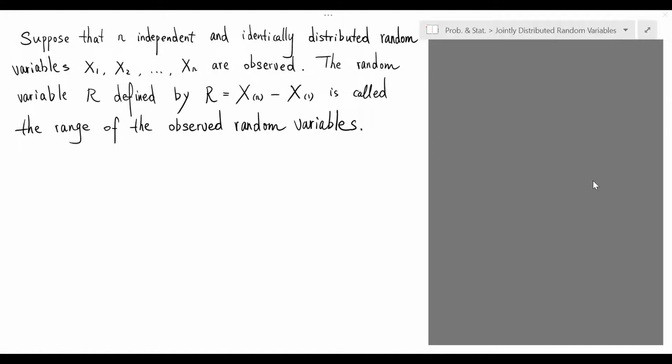Suppose that n independent and identically distributed random variables X1 to Xn are observed. The random variable R, defined by X(n) minus X(1), is called the range of the observed random variables. In this video, we will study the cumulative distribution of the range of some observed random variables.